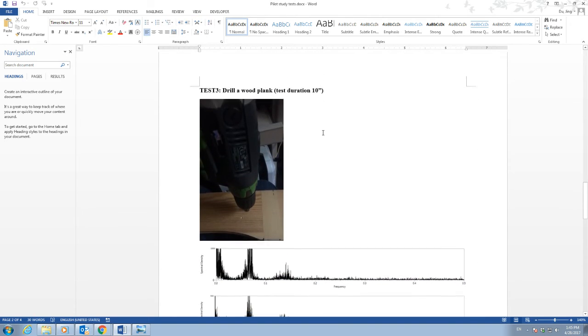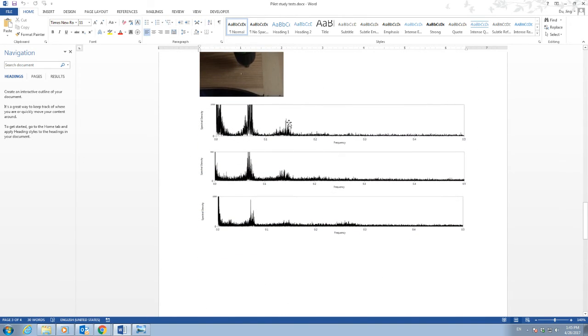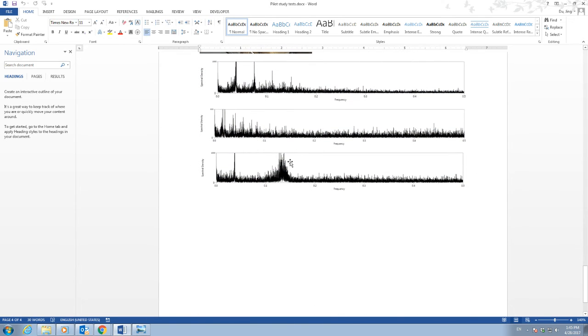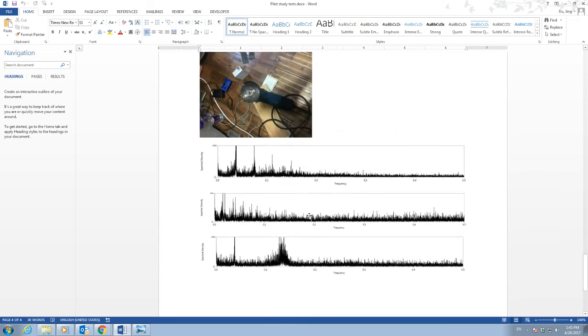This is test 3, drilling a wood plank. Again, most of it comes after 500 hertz, probably up to 1.6K hertz. And this one is test 4, the chainsaw. And again, on the Z axis, you can see it comes after 1.2 or 1.3K hertz.